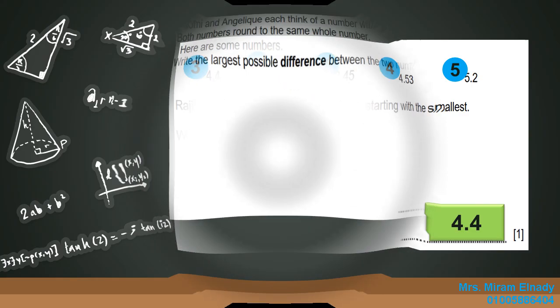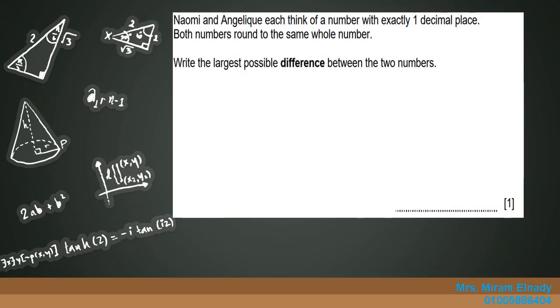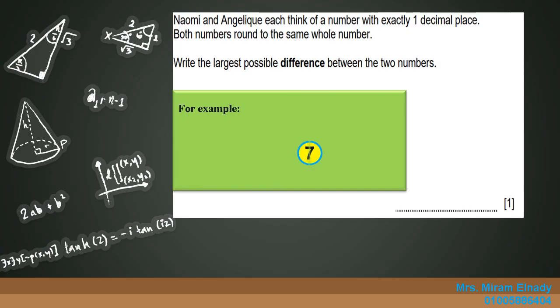Okay. Now, me and Angelique each think of a number with exactly one decimal place. Both numbers round to the same whole number. Write the largest possible difference between the two numbers. So for example, let us say a number that will round with one decimal place. For example, if I said 7, what are all the numbers which will round to 7?